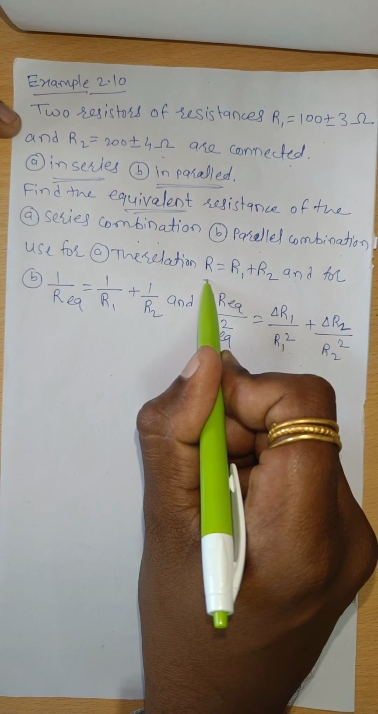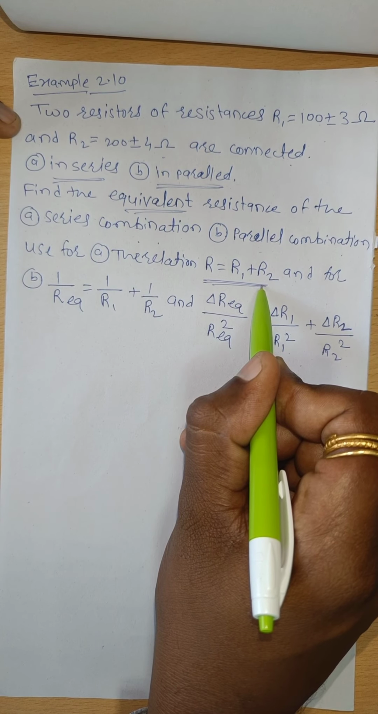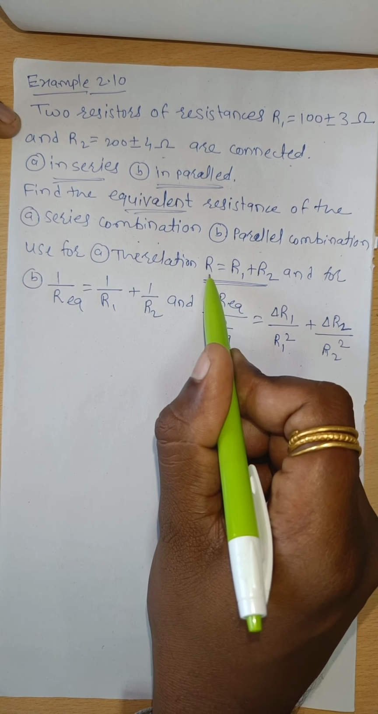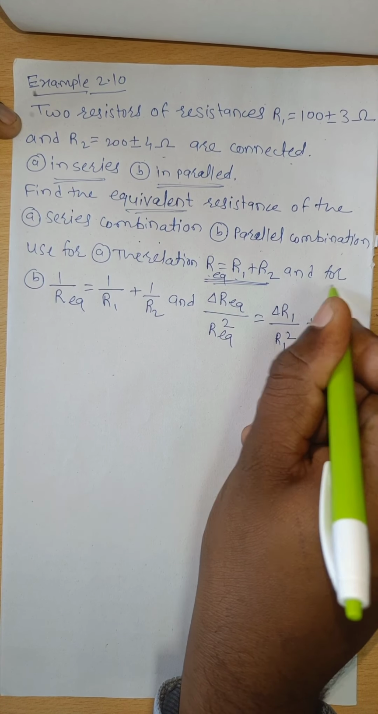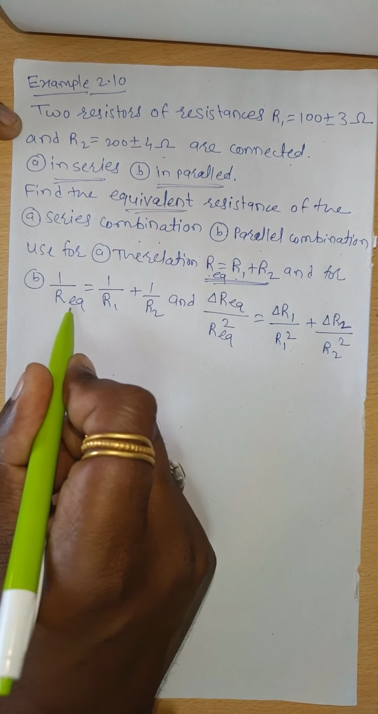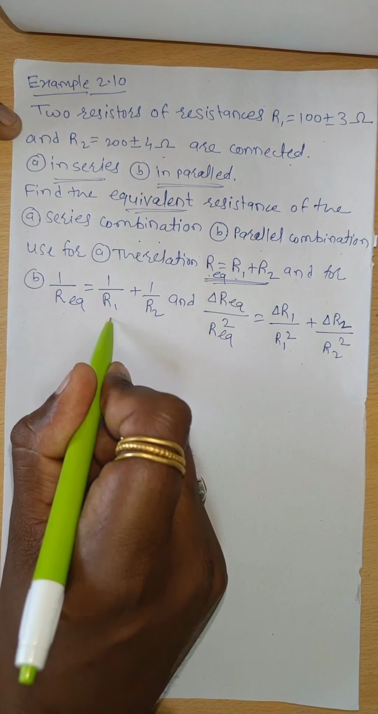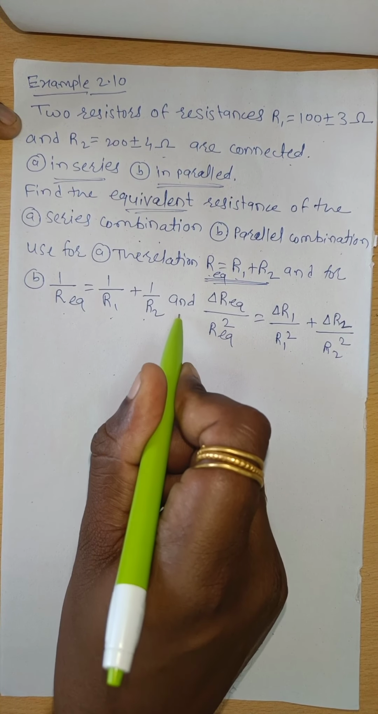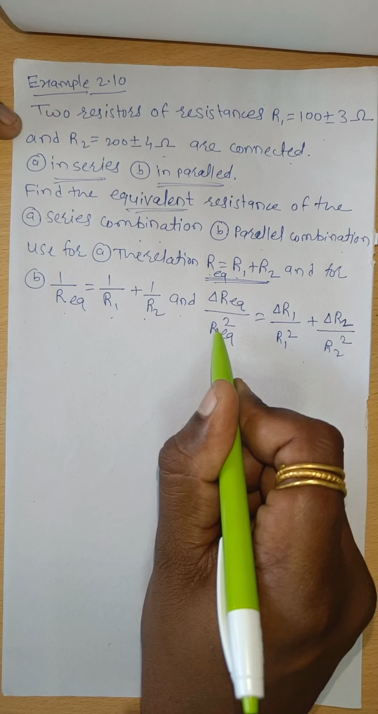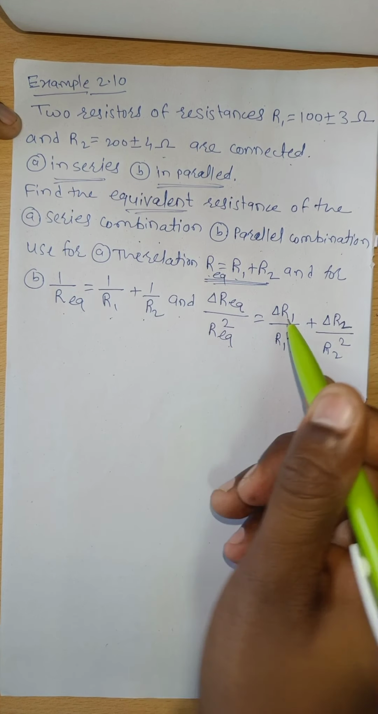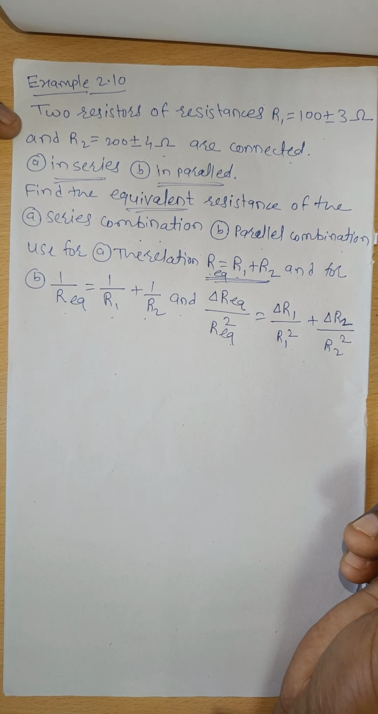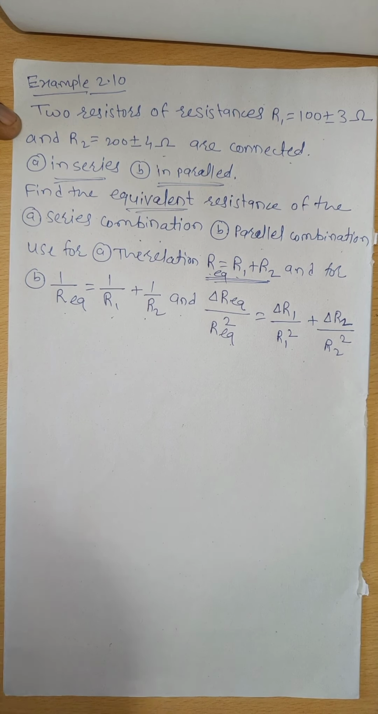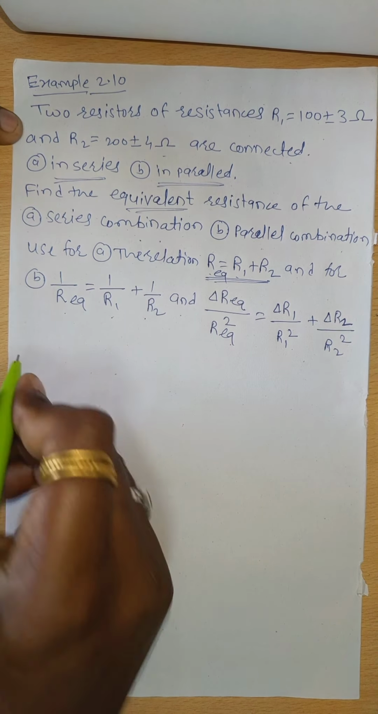Use the relation: when the two resistors are connected in series, R equivalent is equal to R1 plus R2. For parallel combination, 1 by R equivalent is equal to 1 by R1 plus 1 by R2, and delta R equivalent divided by R equivalent square is equal to delta R1 by R1 square plus delta R2 by R2 square. We have to find out the equivalent resistance when connected in series and in parallel combination.